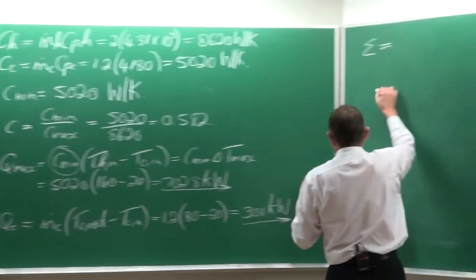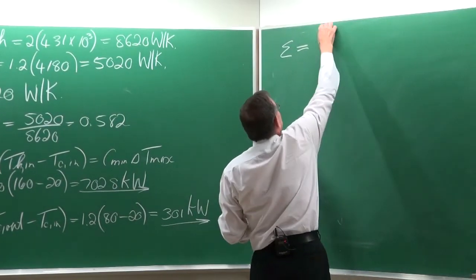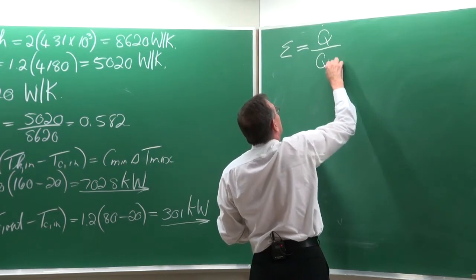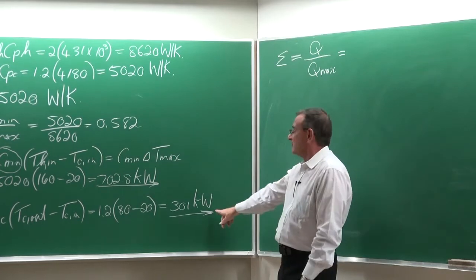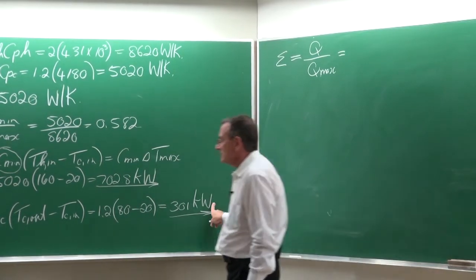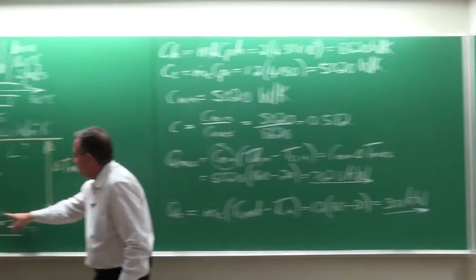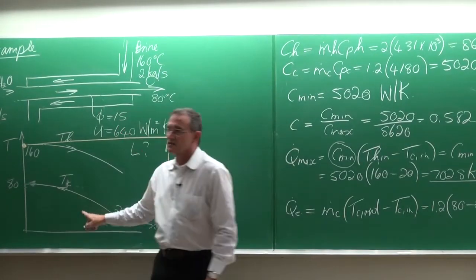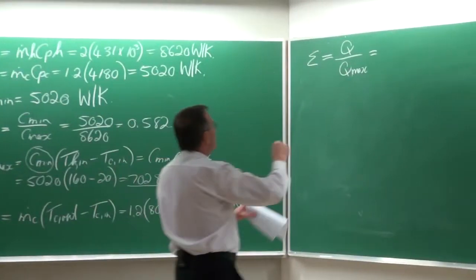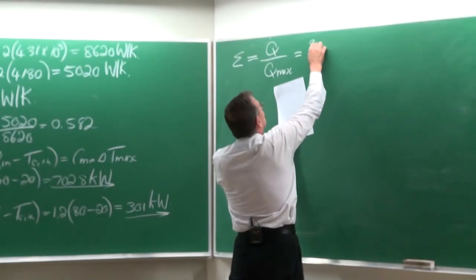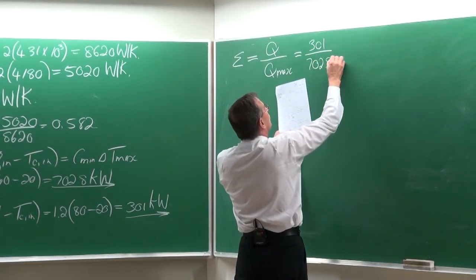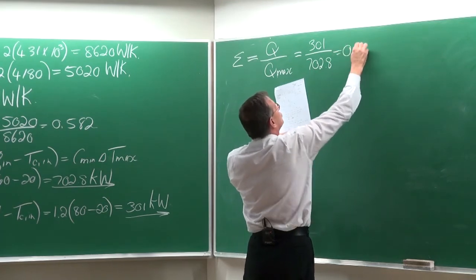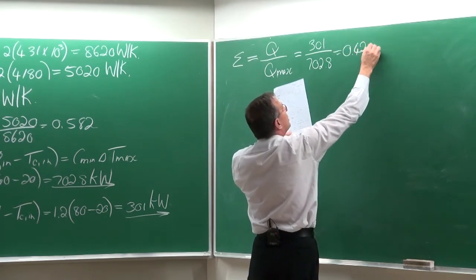The effectiveness is then the heat transfer rate divided by Q max. So the heat transfer rate will be 301 kilowatts with these two temperatures and with that mass flow rate. So the effectiveness is then equal to 301 divided by 702.8, and that is equal to 0.428.